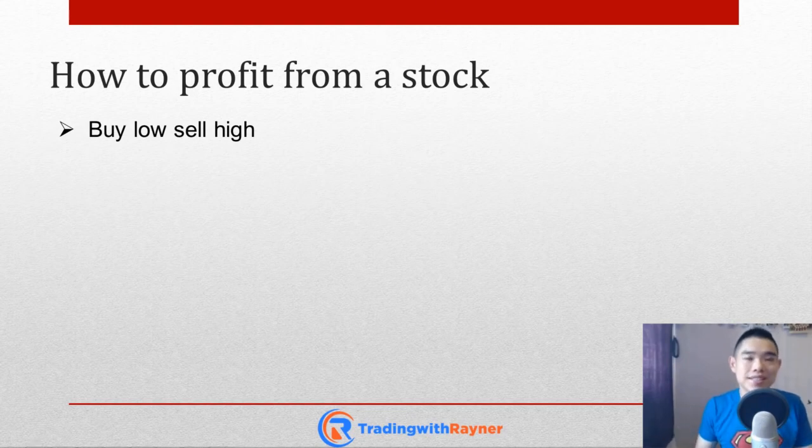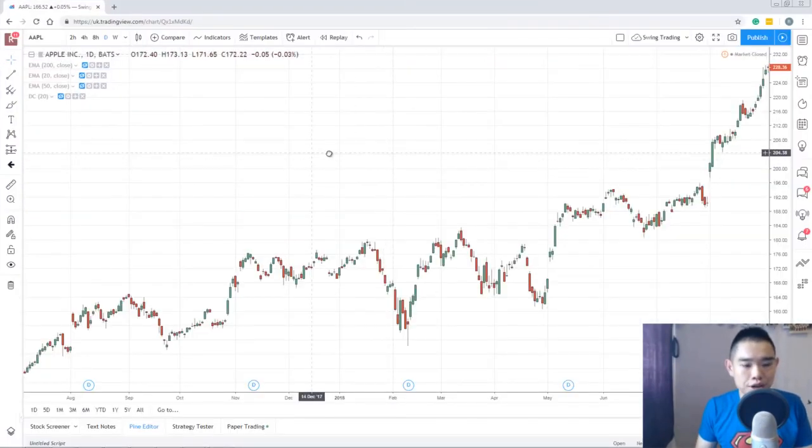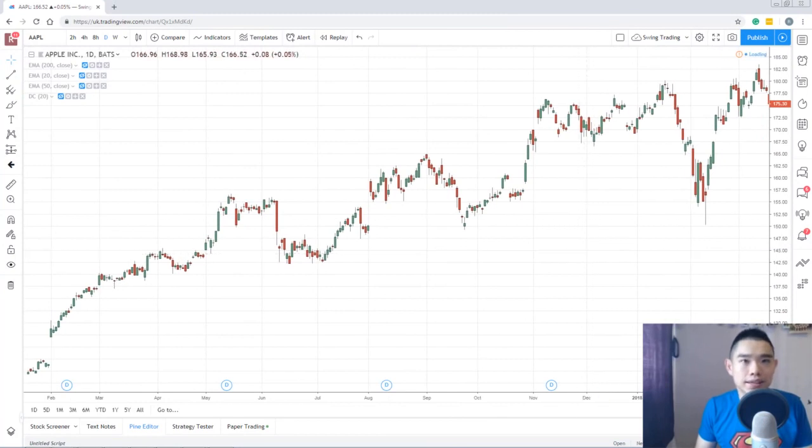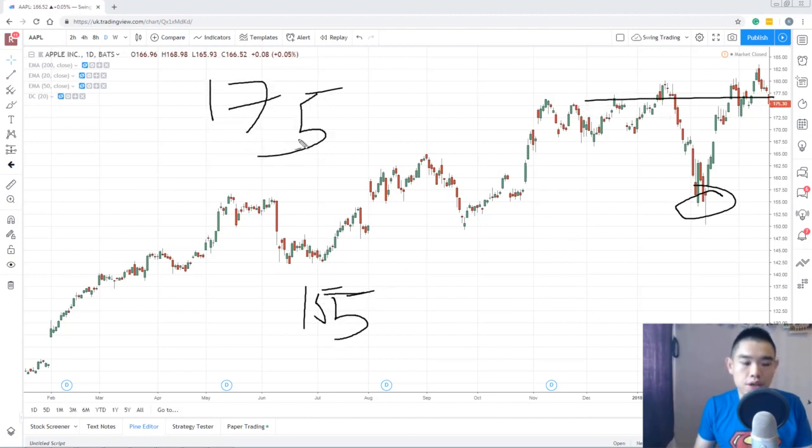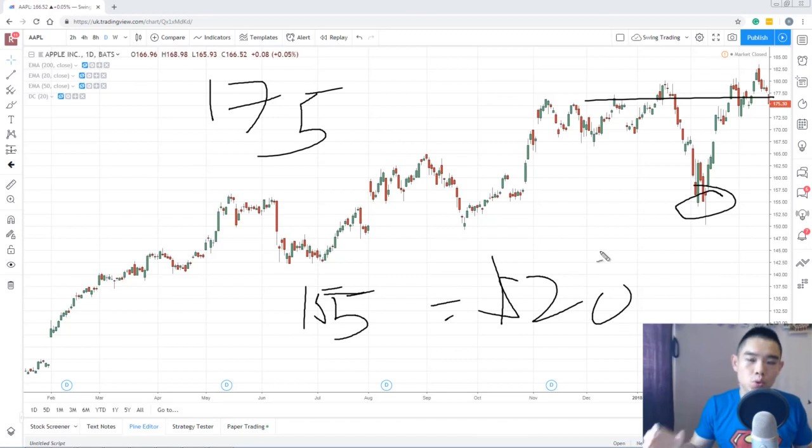Just a quick example. This is the chart of Apple. Let's say you buy low and sell high. How it will look is, let's say you buy around here at $155, and you sell at this high over here, which is about $175. So the difference between your selling price and your buy price is $20. So you made a profit of $20 per share on Apple.